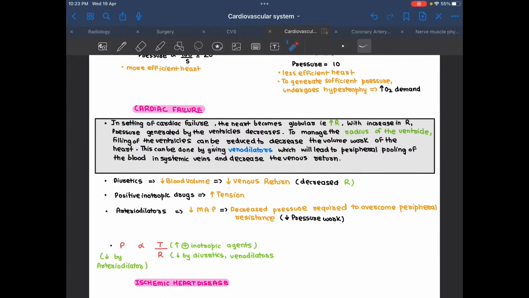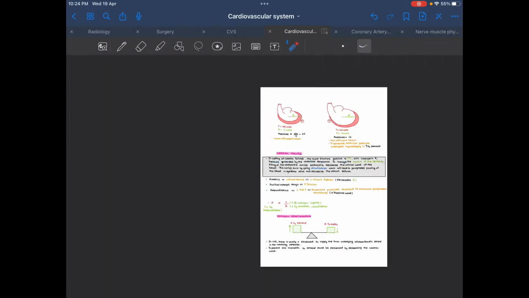Okay? So that is one thing, how we can counteract your cardiac failure and give all of these different drugs, which can actually counteract the effects of your Laplace law, which were considered to be not good for us because it was decreasing, it was hampering the amount of pressure that was being generated by the ventricles. Okay? I hope that's clear. All right.